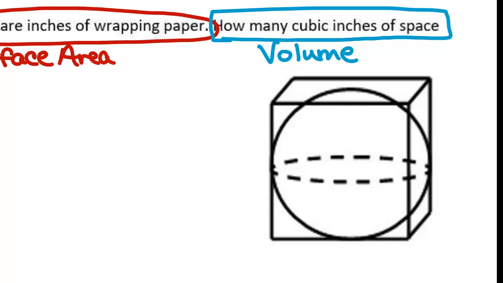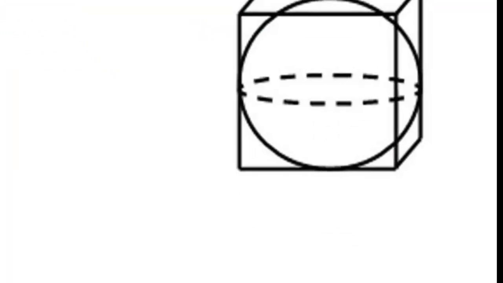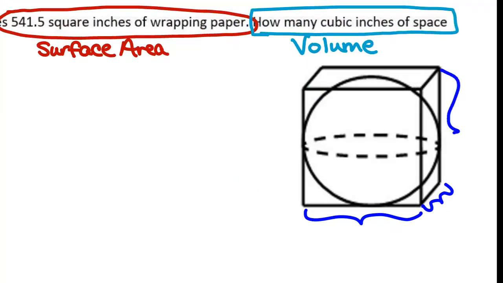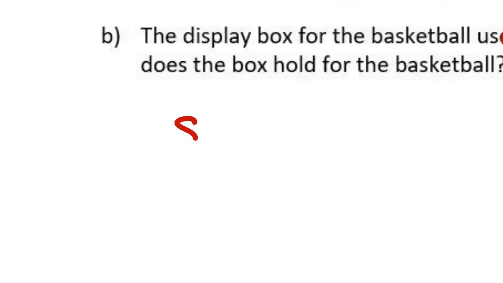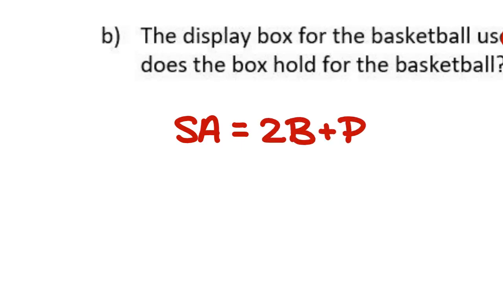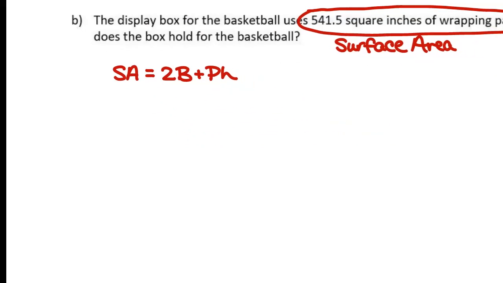I need to find the area of the base, which means I need to know what about the base. I need to know my side length. I need to know my length, my width, and my height. This is another cube. So what could we call the length, the width, and the height? We can call them all x again. So surface area. We just did surface area for a prism up above. 2 times the area of the base plus the perimeter of the base times the height.